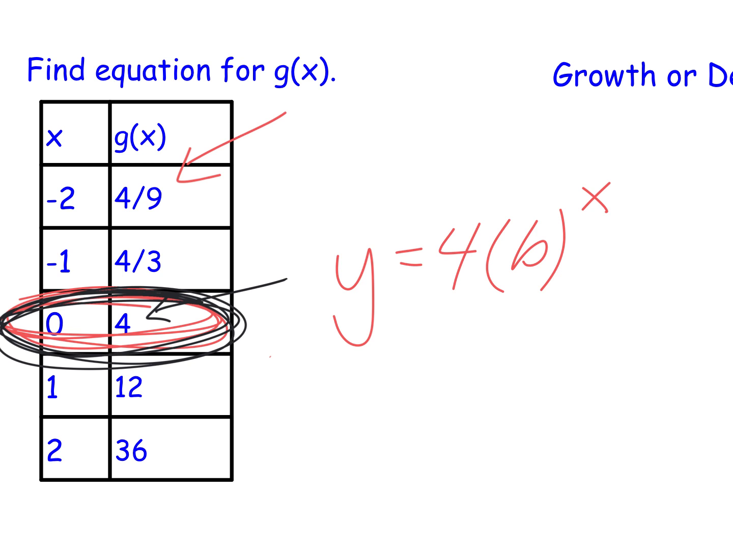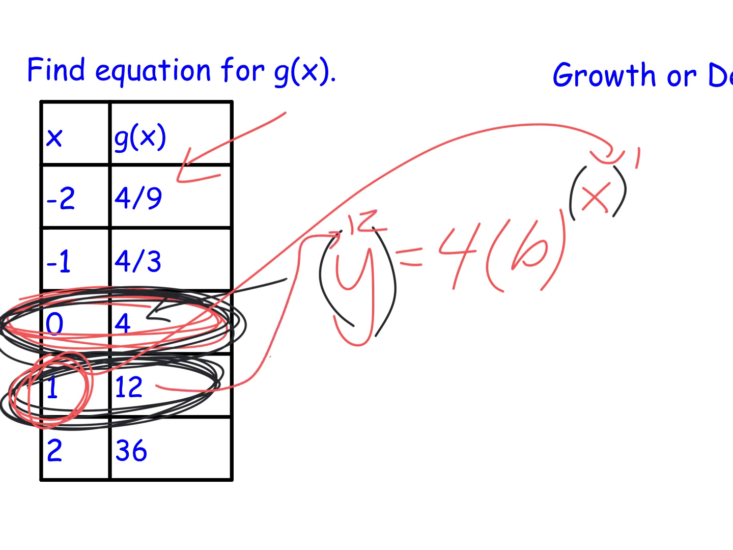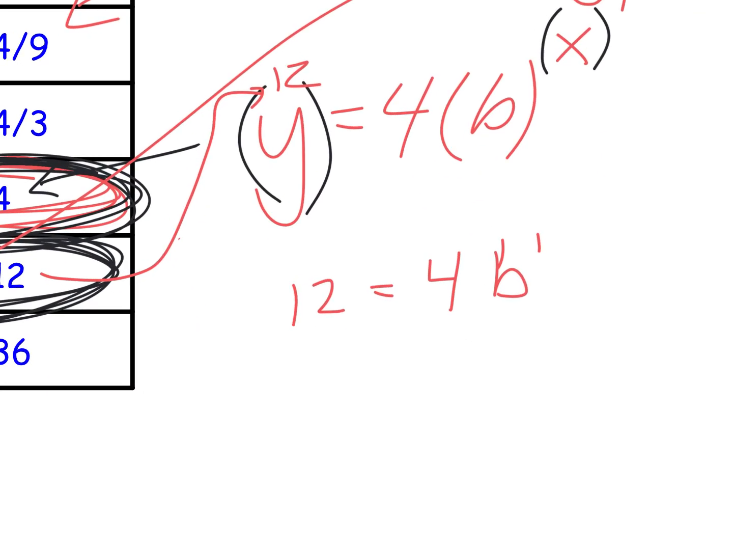I'll do that by plugging in something into x and something into y. Ava, you did this for us last time, so you're probably best at it. Would you please use this point right here, because I think it's the easiest numbers, and tell me what goes where. A 1 goes in for x, and 12 goes in for y. 12 equals 4, b to the x is 1, so I'm just putting a 1 right there. And then you can just solve that for b.